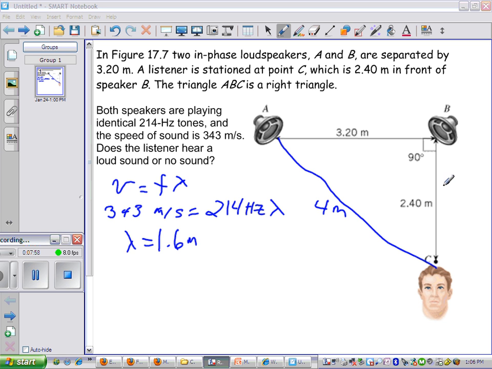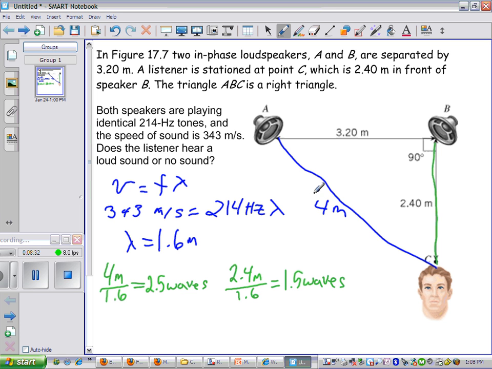So we want to see how many waves occur along this 2.4 meter line and how many waves occur along this 4 meter line, and we'll be able to see if we have destructive or constructive interference. If we look at the 4 meters first, we take the 4 meters divided by 1.6, and we end up with 2.5 waves along this 4 meter length. Let's do the same thing for the 2.4 meter length. For that section, we end up with 1.5 waves. So from here to here, 1.5 waves fit in, and from here to here, 2.5 waves fit in.